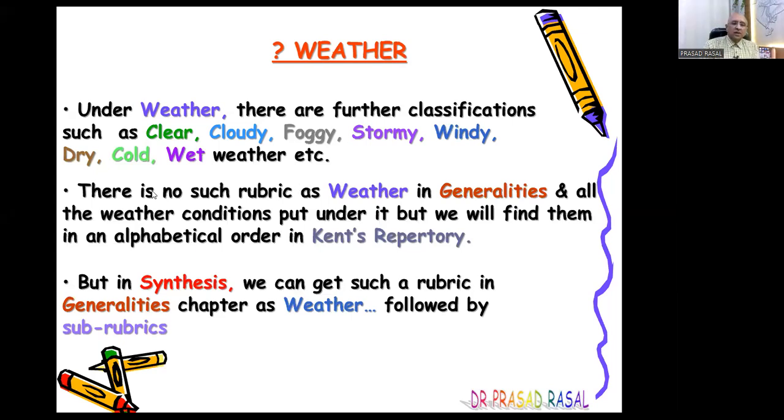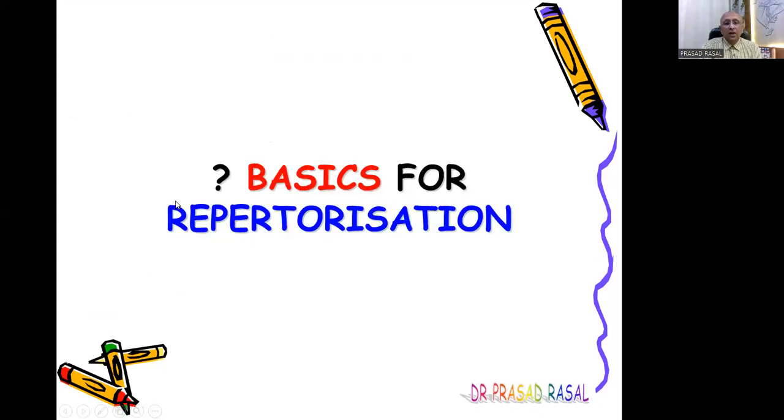So, dear friends, we are discussing this weather, and it has been mentioned over there in the weather chapter. There is no specific rubric weather under generalities in Kent's repertory. So these are the things which we have to learn regarding the repertory.